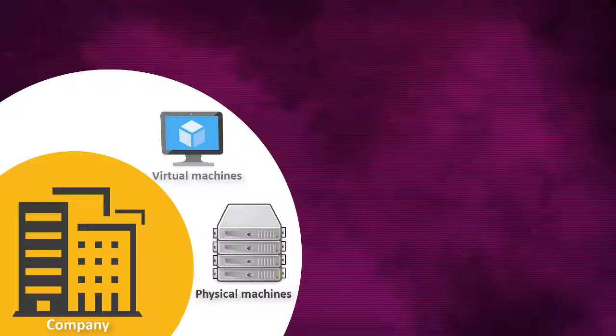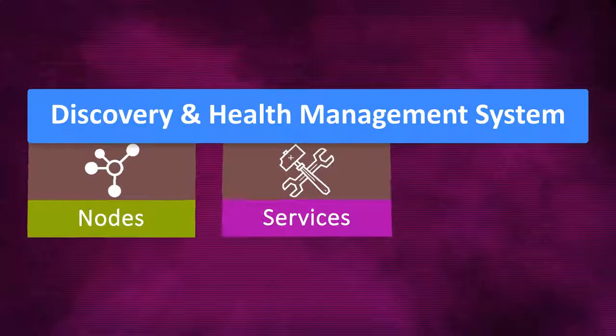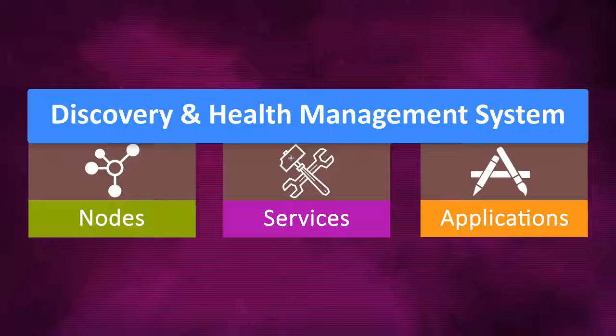Large companies will typically have a massive number of physical machines and virtual machines in their data centers. The Discovery Health and Management System, DHMS, helps companies discover and configure their nodes, services, and applications in an easier and more convenient way.